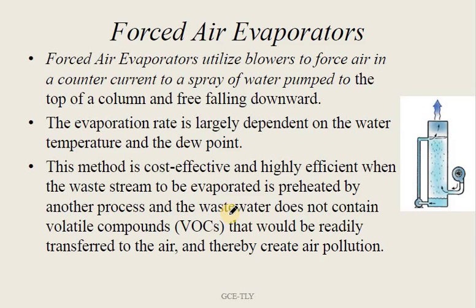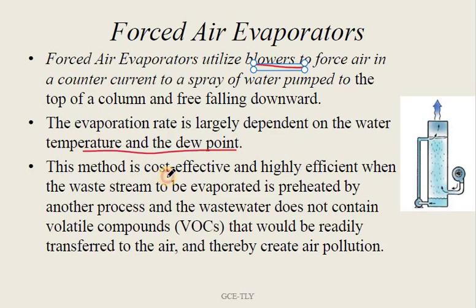So the next one is forced air evaporators. As I mentioned earlier, forced air evaporators utilize blowers. Some hot air is blown, and it forces air in a counter current to spray the water pumped to the top of the column. So here we pump the water through the top and the hot air is passed through the bottom, and as a result the free falling water gets evaporated. The evaporation rate is largely dependent on the water temperature and dew point.